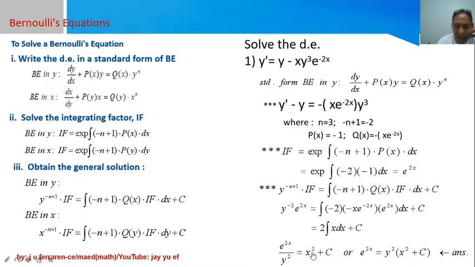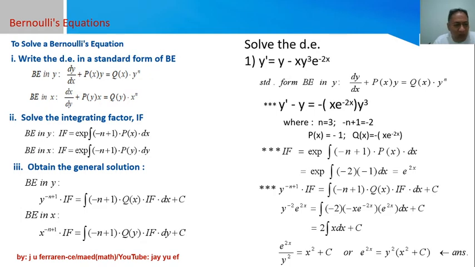Okay, so then we can simplify. We can change the power to positive, taking its reciprocal. Or if I'm going to remove my denominator by multiplying with the LCD, we have an answer which is the exponential 2x equal to y squared multiplied with the quantity x squared plus c. Okay? So that is how to solve a Bernoulli equation.